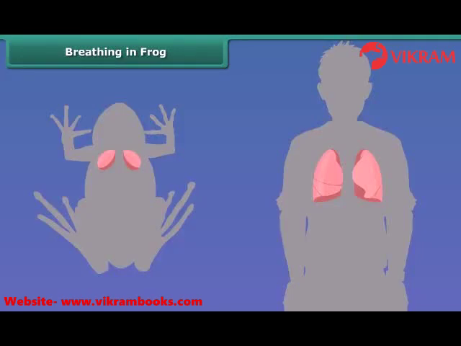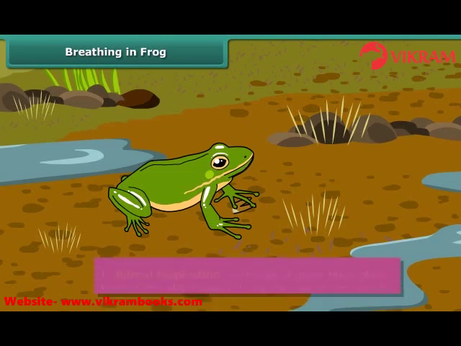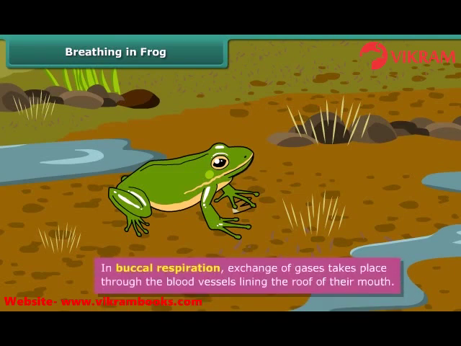Frogs, like human beings, have lungs. They use their lungs for breathing. But since their lungs are not well developed, they use two other types of respiration. One is buccal respiration, and the other is cutaneous respiration. In buccal respiration, oxygen is absorbed, and the blood vessels that line the roof of their mouth expel carbon dioxide. During this process, the passage to the lungs remains closed.